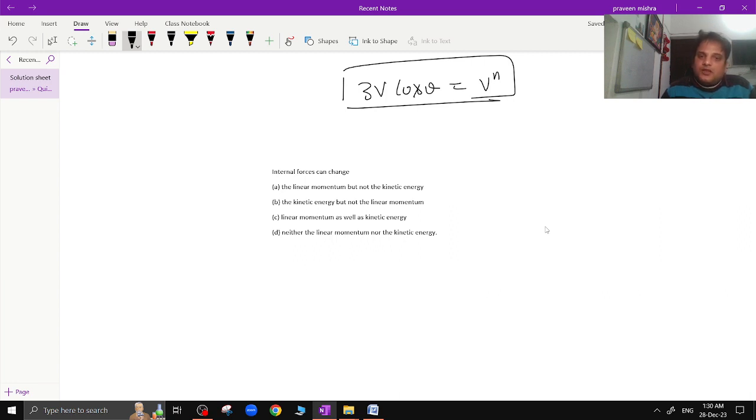No, with the help of internal forces, only kinetic energy can be changed, but not the linear momentum, because to change the linear momentum, an external force is required. So option B is the correct option.